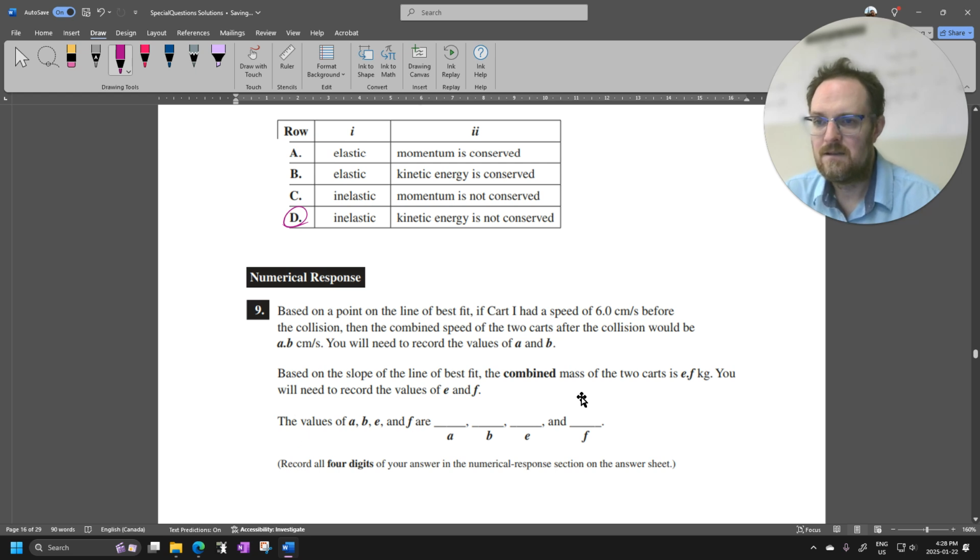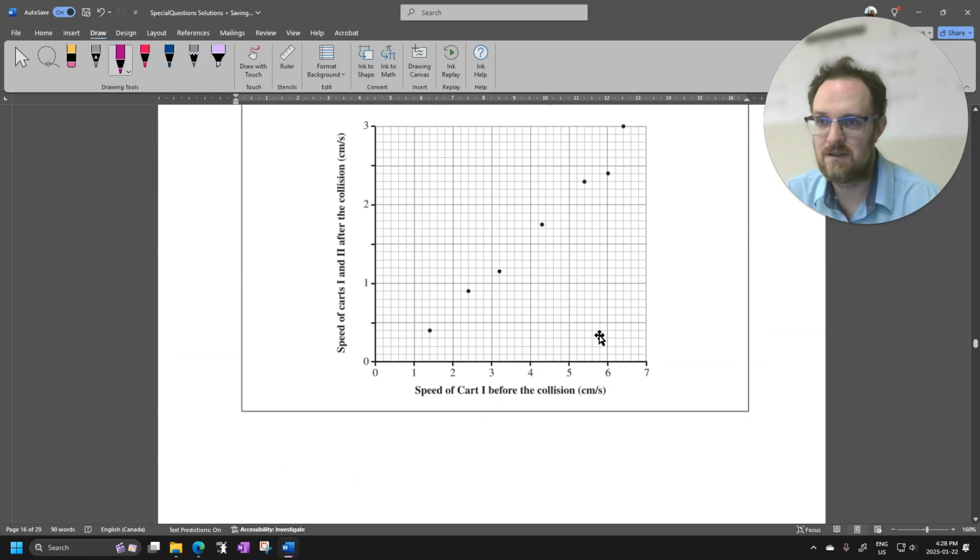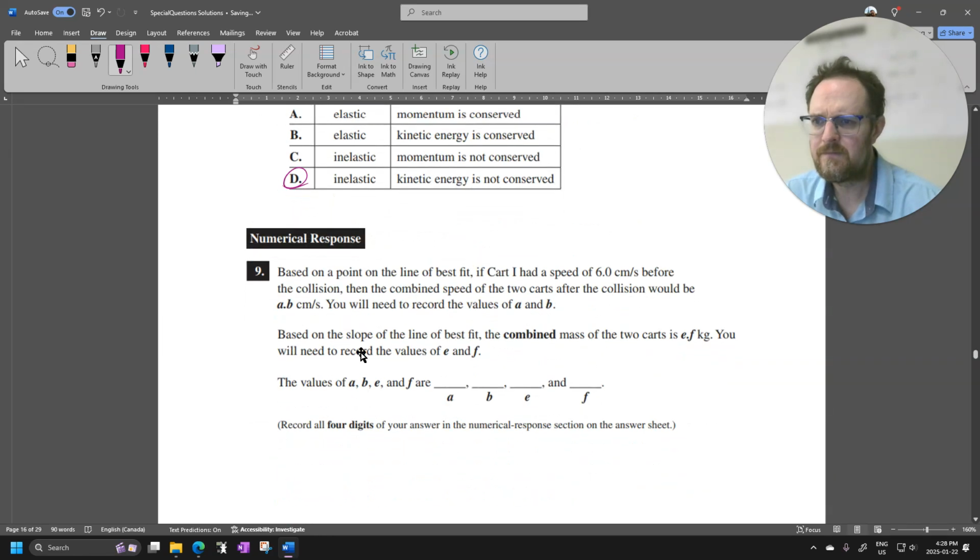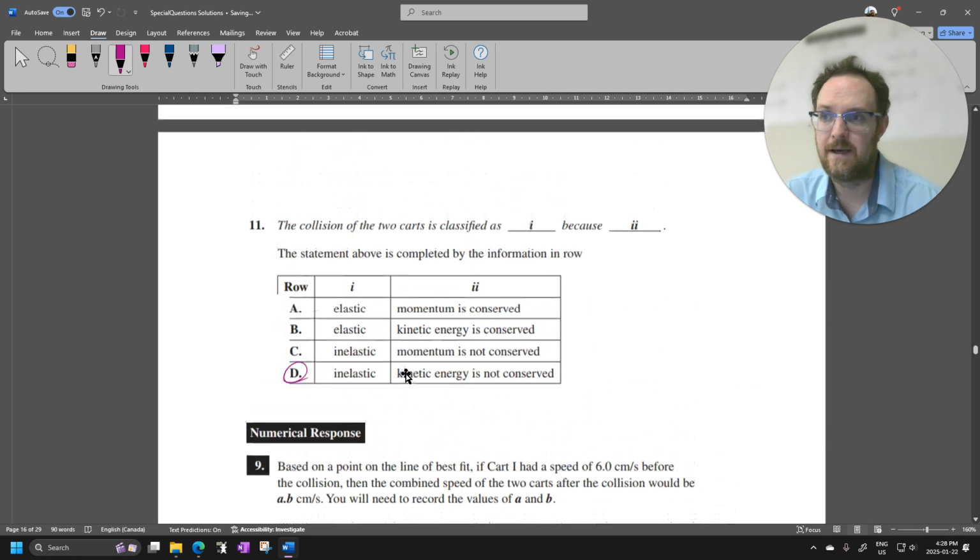Yeah. So what they're trying to do here is make you avoid the dot at 6 centimeters, because the line of best fit doesn't go through that dot. So you can't just read what that number is. They want to make sure you can draw a line of best fit properly and figure out where it actually crosses there. And then we're going to use the slope to figure that out.